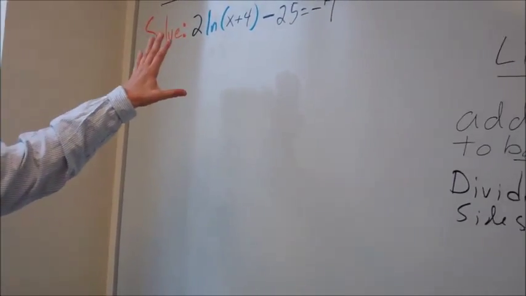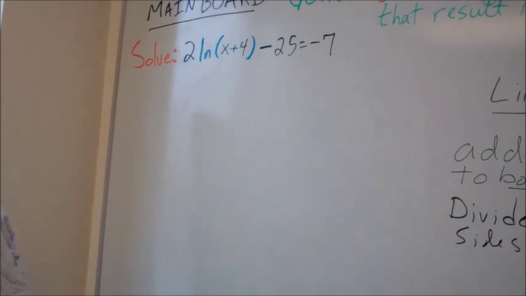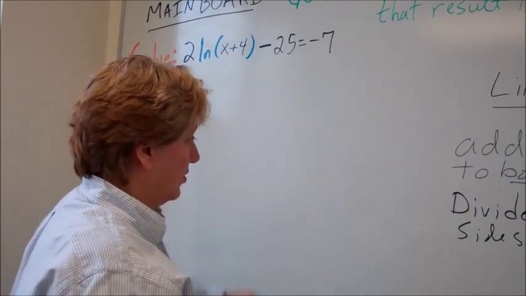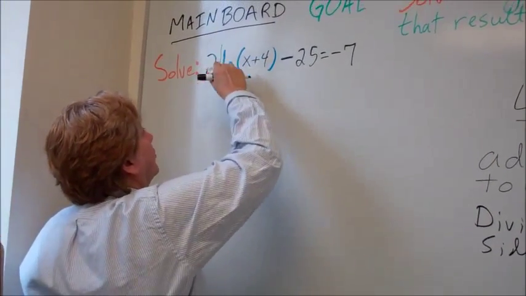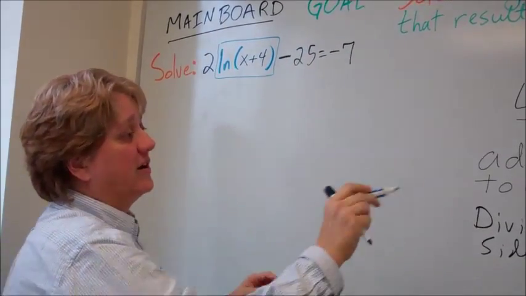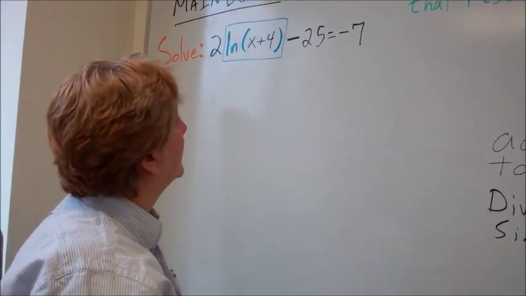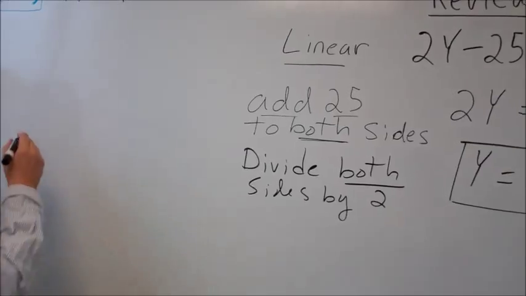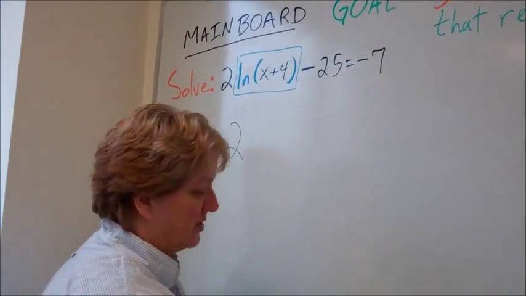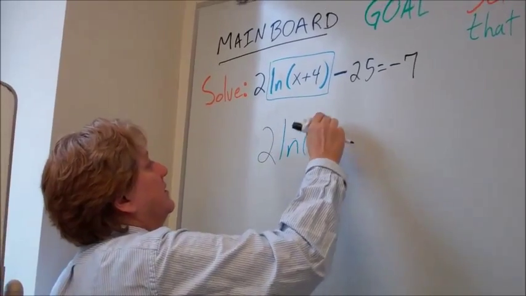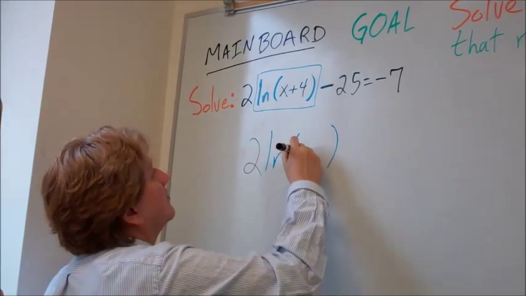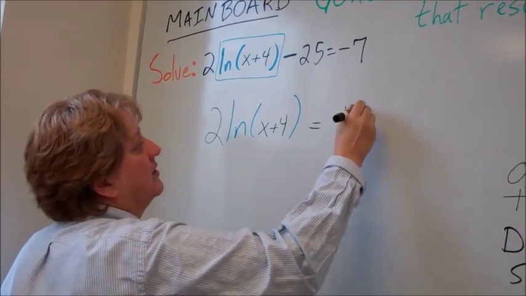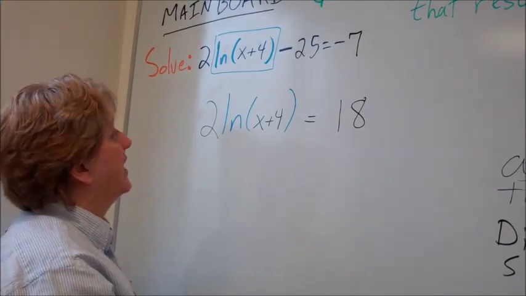Let's do that exact same procedure to this logarithmic equation in order to isolate the logarithmic term. We want to isolate this term in exactly the same way as we isolated y. So what are we going to do first? Add 25 to both sides. So we'll have 2, and I'll keep my logarithm blue to highlight it, equals, add 25 to both sides, negative 7 plus 25, 18.